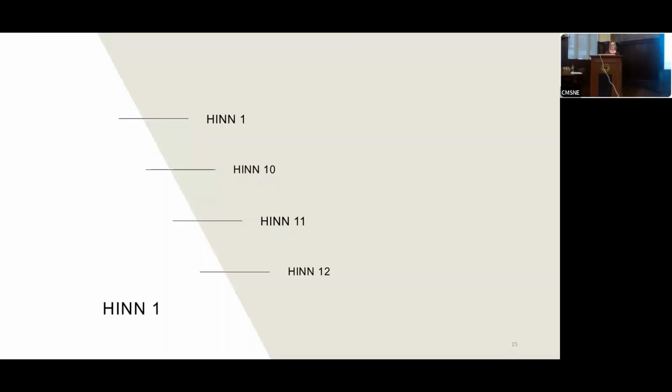So HINs. HIN 1 and HIN 12 is really what we use. I put HIN 10 and HIN 11 on this screen just so people know that they exist, and for completeness. I have never issued one. I don't intend to ever do that. But just so you know that they exist, a HIN 10 is when the hospital thinks and UM thinks that a patient's ready for discharge, but the attending doesn't agree.